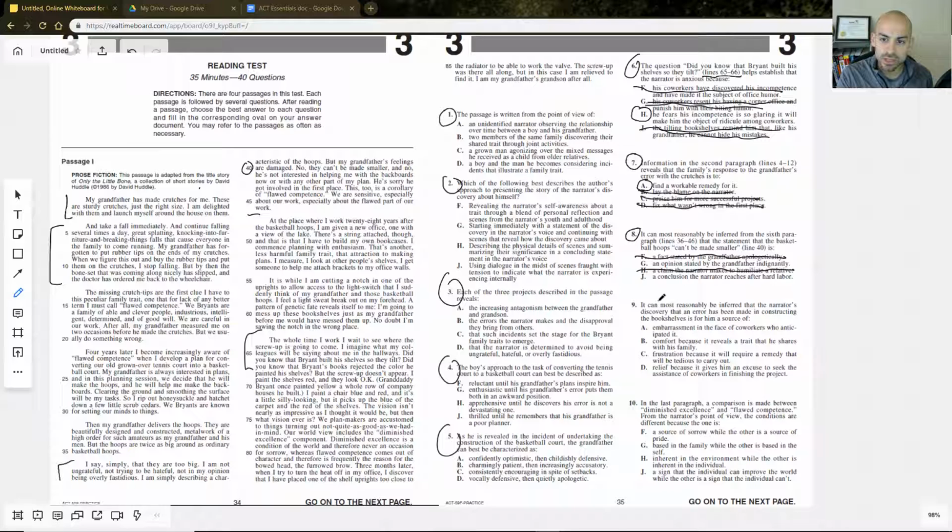J, a conclusion that the narrator reaches after hard labor. So that's not what the case is. We can see in the text that that probably could be made smaller. It's just something that he doesn't want to do because his feelings have been hurt, as they saw there. And then we're left with G anyways.